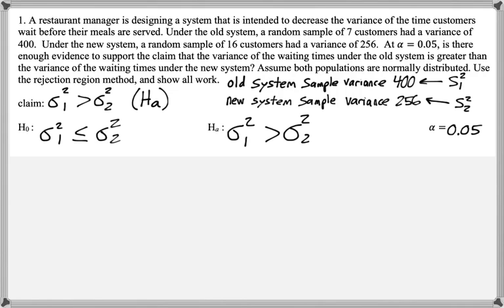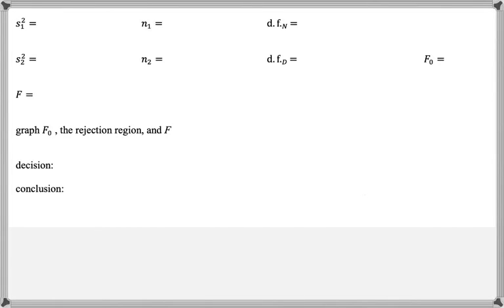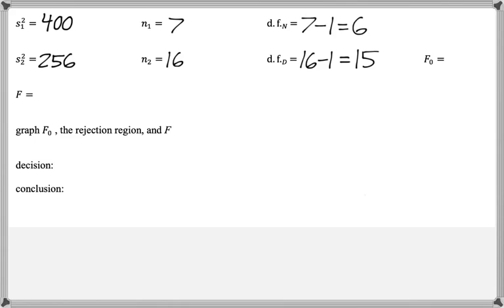Alpha is 0.05. So the sample 1 variance is 400. Sample 1 size is 7. The degrees of freedom for the numerator are the sample size minus 1. So 7 minus 1, which is 6. S2 squared is 256. N2 is 16. The degrees of freedom for the denominator are 16 minus 1, or 15.